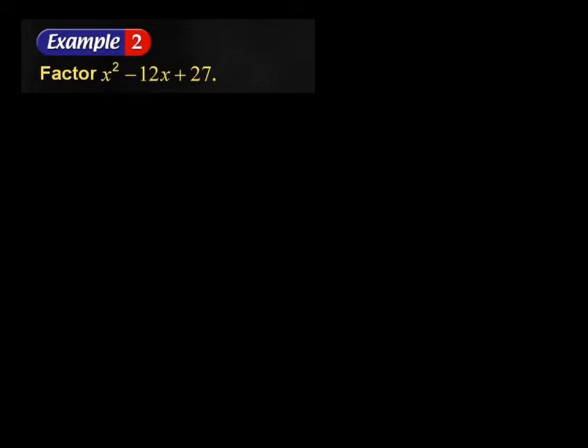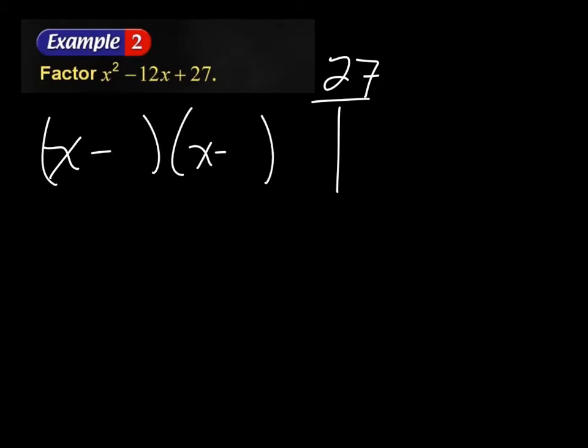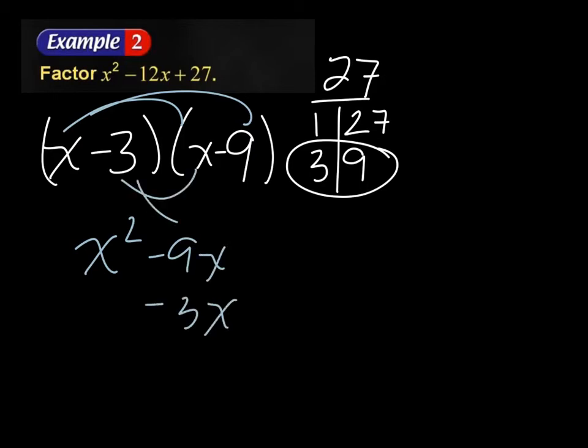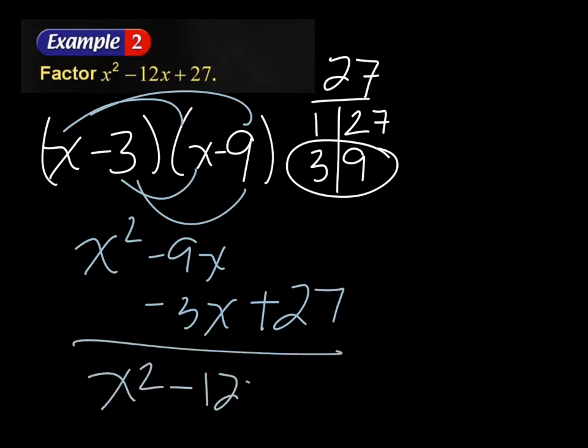This time I'm looking for factors of 27 that are going to give me a sum of negative 12. So to get a positive product and negative sum, both my factors are going to have to be negative. I know that much. Okay, so factors of 27, if I just start at the top and work my way down, 1 and 27, no. 3 and 9, yes, that adds up to 12. Okay, so we do x minus 3, x minus 9. And you don't need to write out the check, but do it in your head. X squared minus 9x minus 3x plus 27. Did I get what I started with? Sure enough.